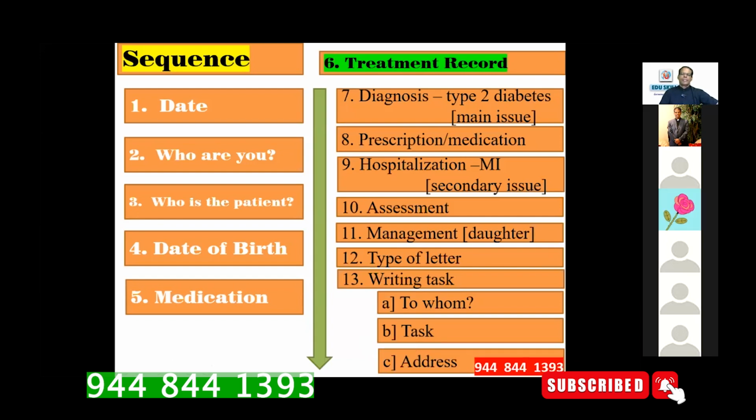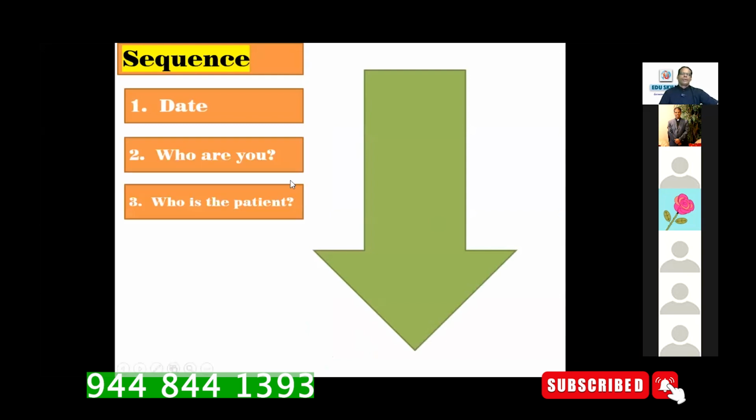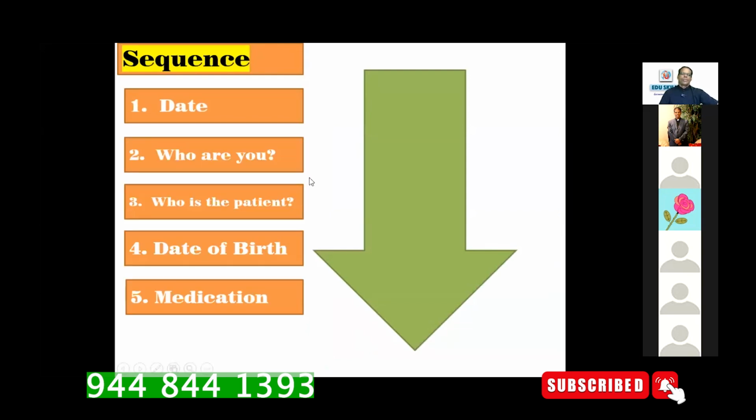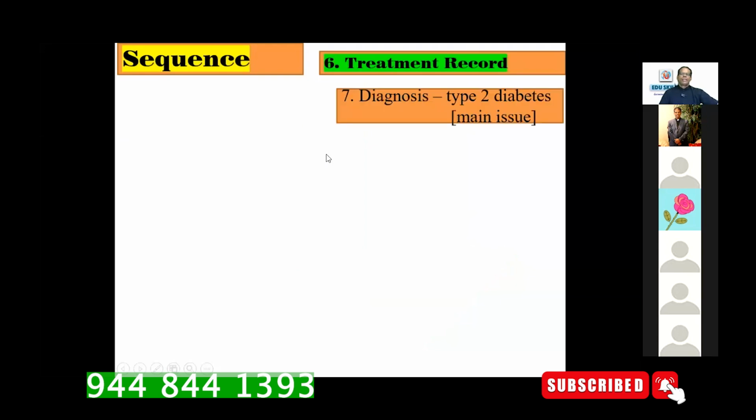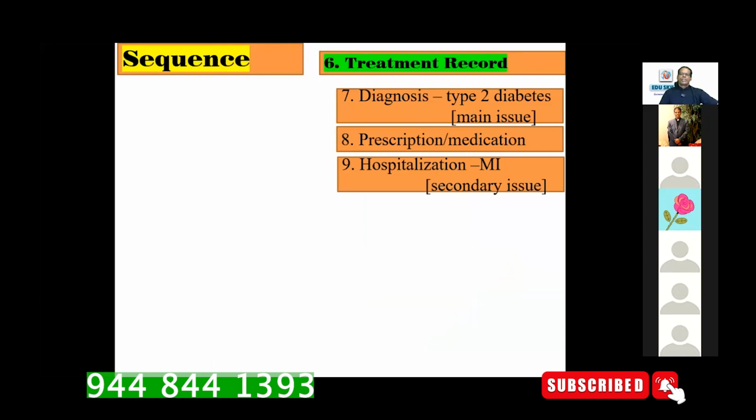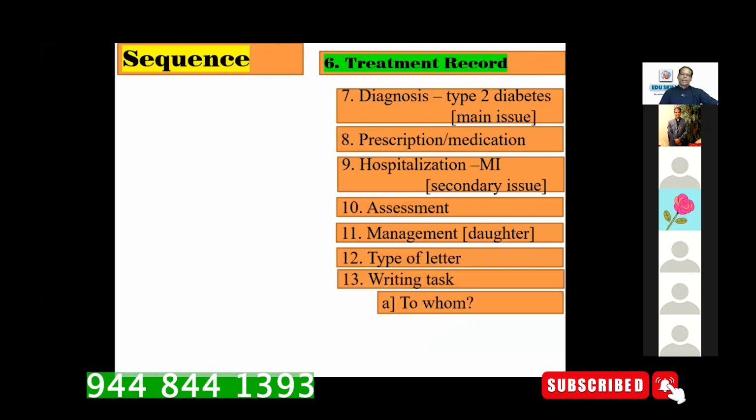This is the sequence. Once again, I want to imprint it in your mind. This is very, very important. Once you get it clearly, you can easily go through date, who are you, who is the patient, date of birth, medication. This is the sequence. And then you have to find out the diagnosis, type of diagnosis, prescription, medication, hospitalization, secondary issue, assessment, management, the type of letter, writing task, to whom, what is the task, and what is the address.